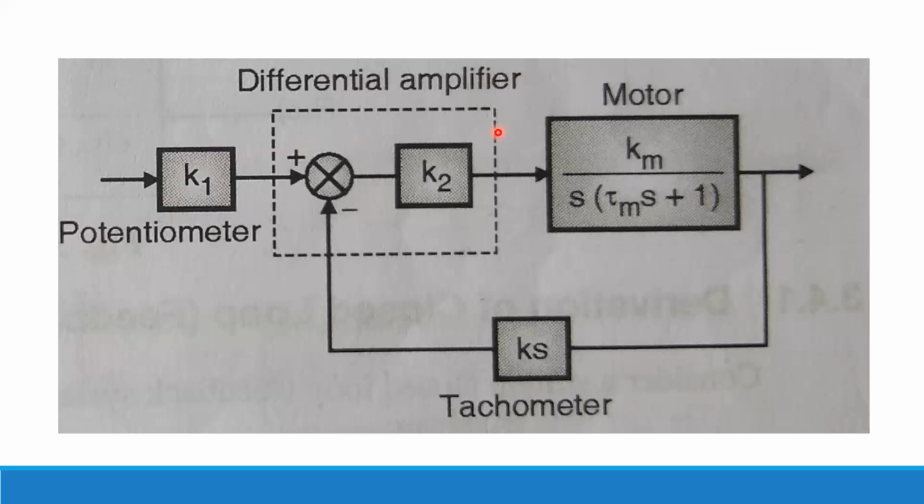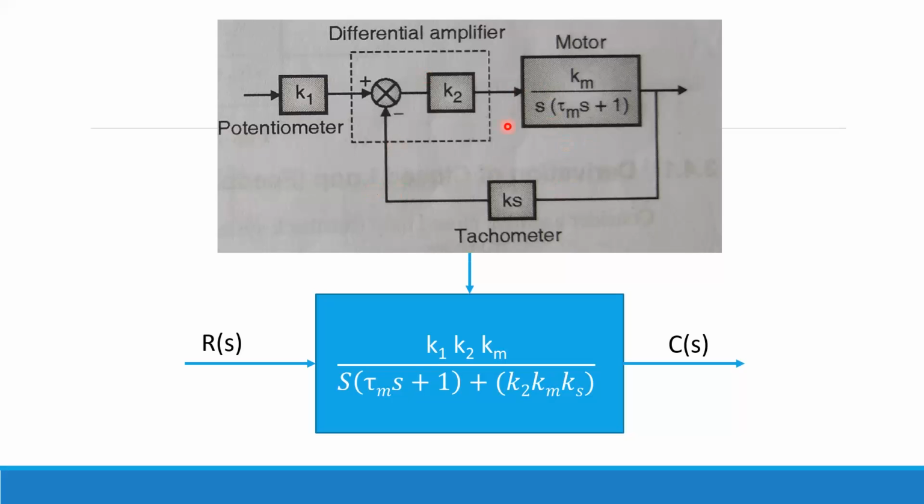This block diagram has four blocks present: K1, K2, Km and Ks. What we have to do is simplify it into a single block. We will study how to simplify it, but let us see how it gets reduced to a single block. This is your original block diagram, and this is the way you represent it in reduced form.